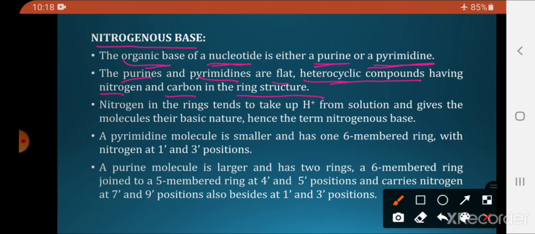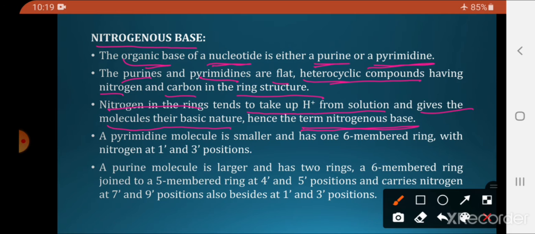Now why is it called a nitrogenous base? Nitrogen in the rings tends to take up H plus ion from the solution and gives the molecules their basic nature, hence the name nitrogenous base. What does the nitrogen in this ring do? From the solution it takes up the H plus ion, and when anything accepts hydrogen it becomes a base. So as the nitrogen takes up the H plus ion from the solution, it gives the basic nature to this component and hence they are called nitrogenous bases.